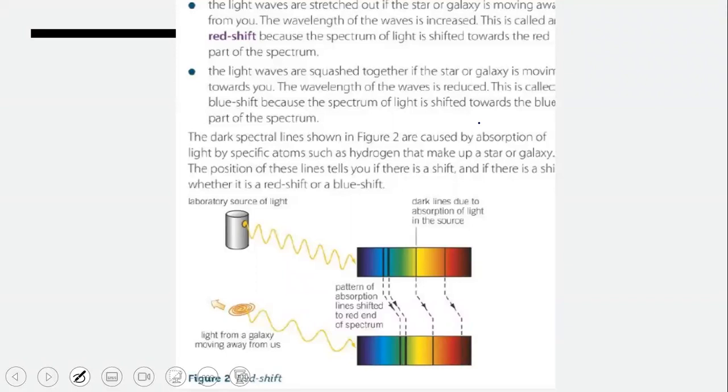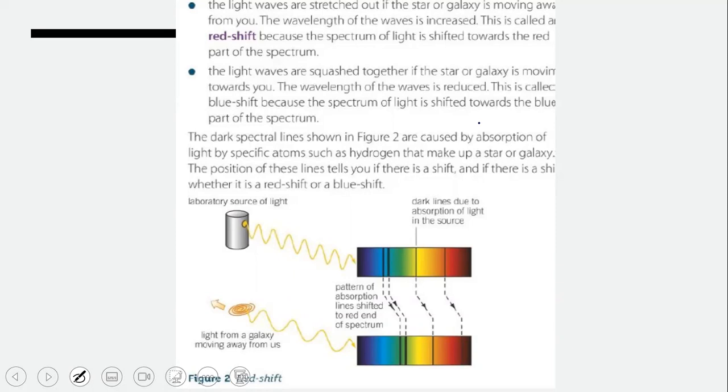So they said that if the universe is moving away from us, then the wavelength will be increased because the light waves will be stretched out. If the universe is moving towards us, then the waves are going to be squashed together, and as a result, the wavelength is going to decrease. And if the universe is not moving at all, then there will be no change in the wavelength.